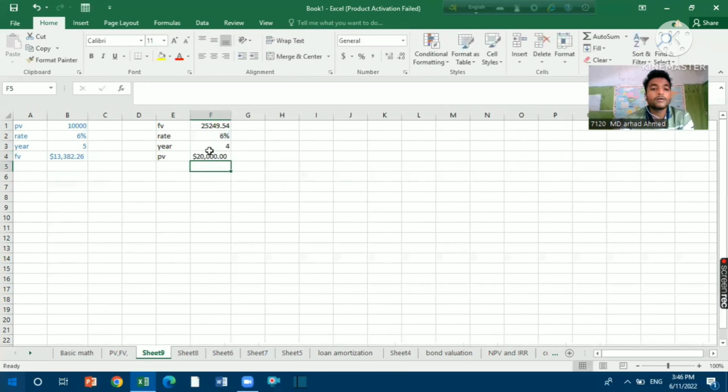We'll get the present value or initial investment. That means if you invest $20,000 in a financial institution at 6% interest for 4 years, after 4 years you will get $25,249.54. So this is how we can calculate mathematical problems in Excel.